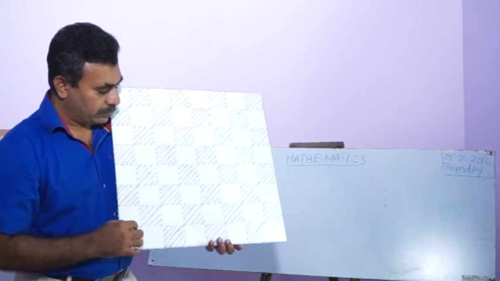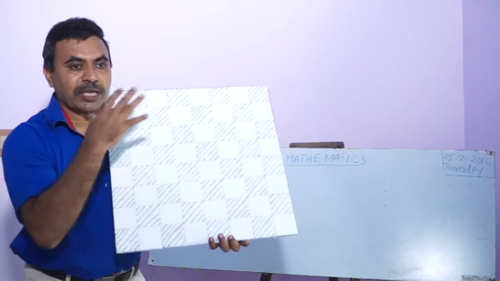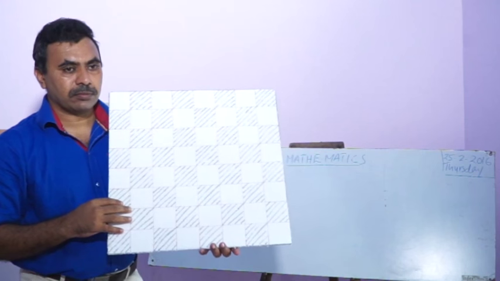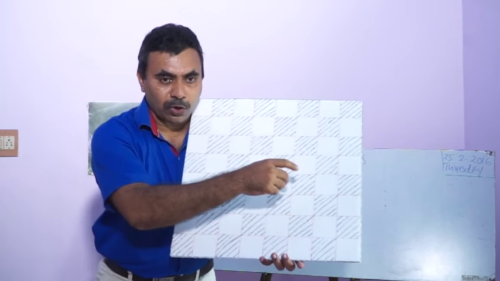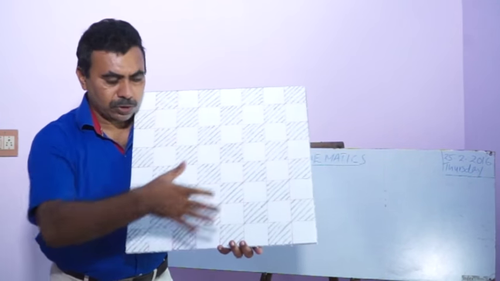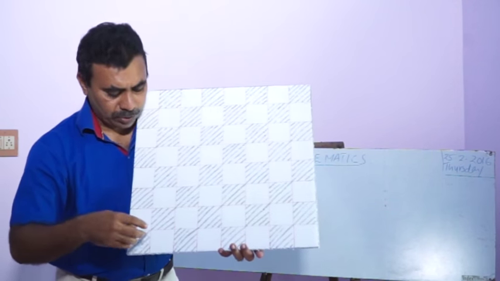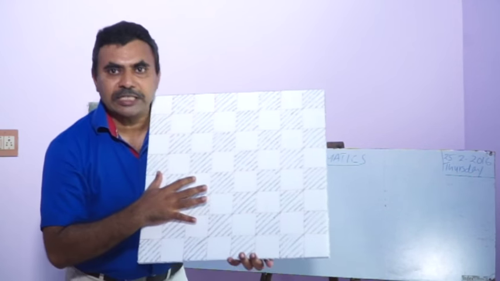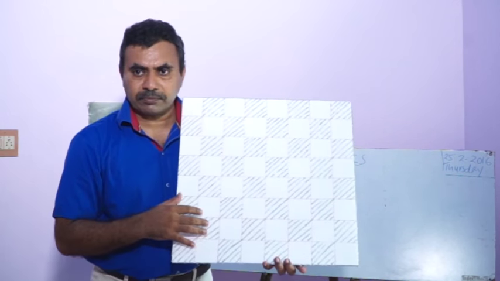Then, what will be the total space inside this? Total space. Yes. How can we find it? We said there are 64 columns. That means 64 small squares, right? So we can find the area also. So, here the total space is 64 squares.